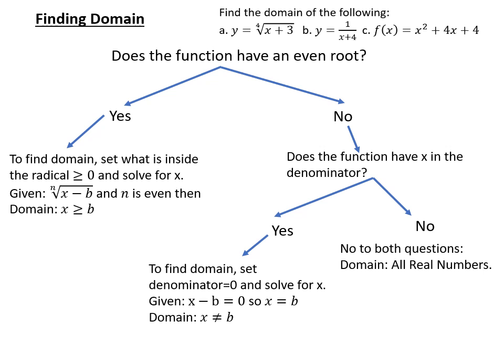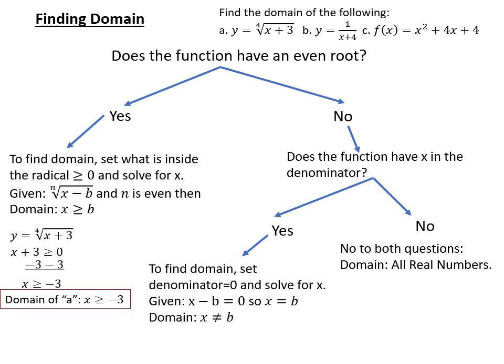Try a few examples. A, y equals the 4th root of x plus 3. Is that an even root? Yes, so that comes over to here. We take x plus 3, set it greater than or equal to 0, and solve, so subtract 3 from both sides. We get x has to be greater than or equal to negative 3. That would be the domain.